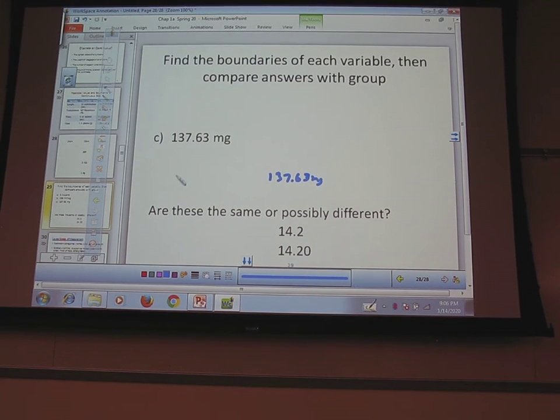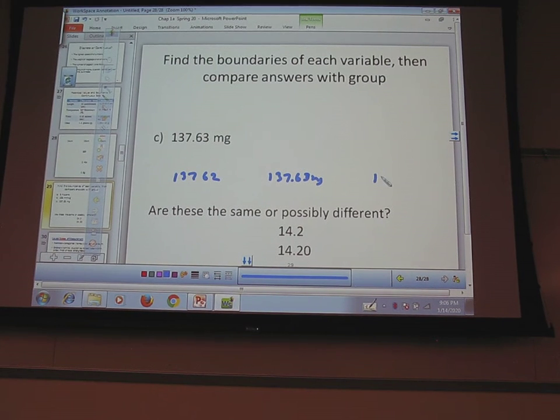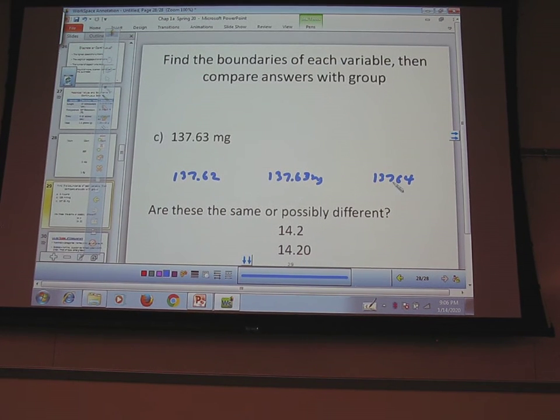13762, and then after, 13764. And then figure out where the decimal place goes. Between the sevens. Yep. It's between the 7 and the 6. And then find the boundaries. Again, this boundary here is his upper boundary and his lower boundary. 137.625. Yep, 0.625. Just take the lower one and add a 5 in the end.